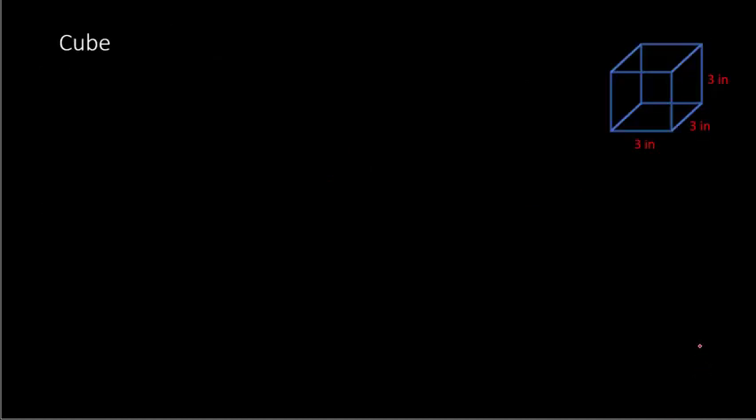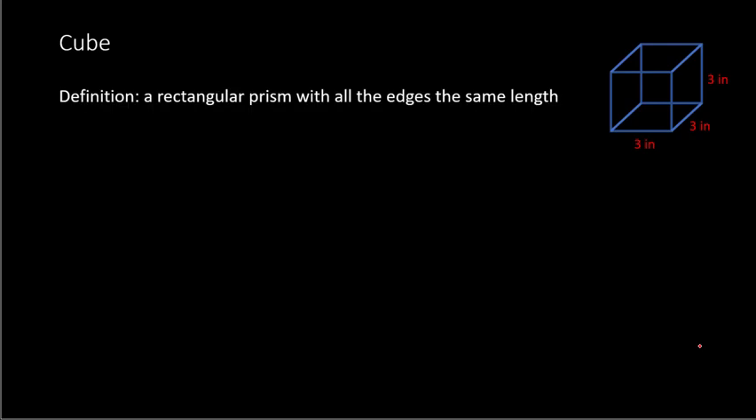Now to finish off, we have a special type of rectangular prism called a cube. And this is a specific type of prism where all the edges are the same length. So this would be like a die or dice for a game, maybe like Yahtzee or something. So a cube would be something like that.